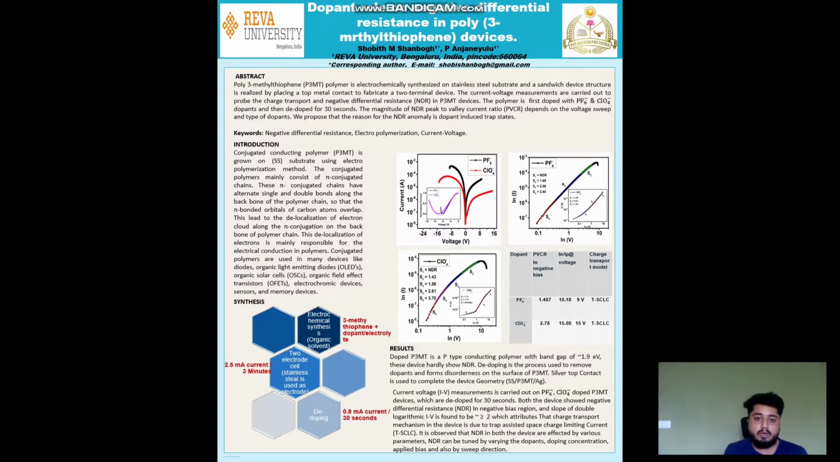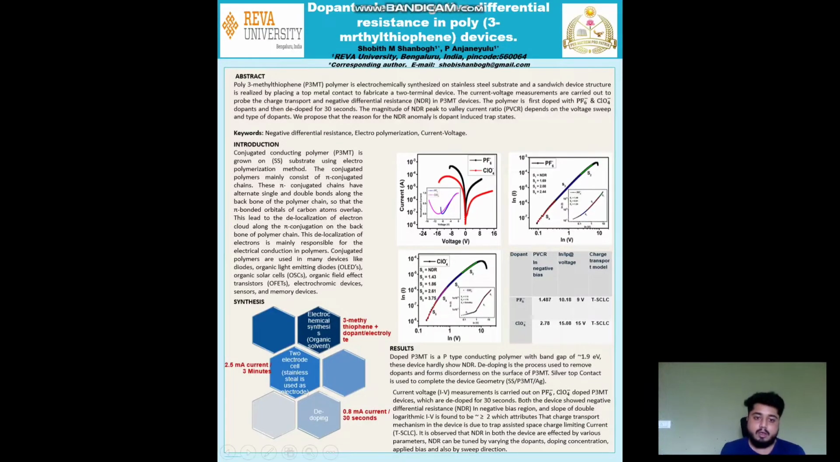This leads to the delocalization of the electron cloud along the pi conjugation of the backbone of the polymer chain. This delocalization of electrons is mainly responsible for the electrical conduction in polymers. Conjugated polymers are used in many devices like diodes, LEDs, solar cells, FETs, sensors, memory devices, etc.